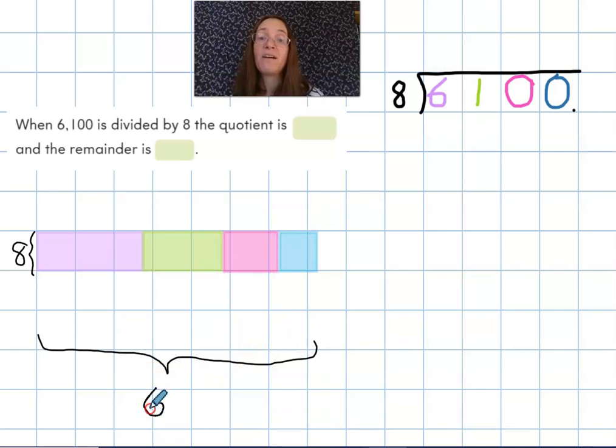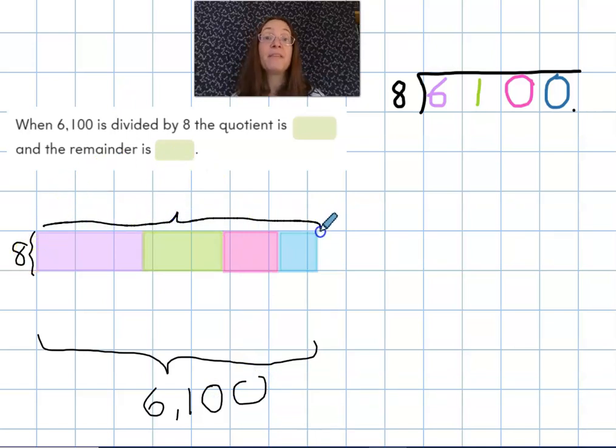We know that there are 6,100 of those things. What we do not know is this side length, and we will find out this side length by taking it in steps based on place value. Once again, we will start in the single thousands place where, do you see that? 8 is larger than 6. 8 times 1 is 8, but we don't have 8 thousands. That means we're not going to have any single thousands in our quotient.